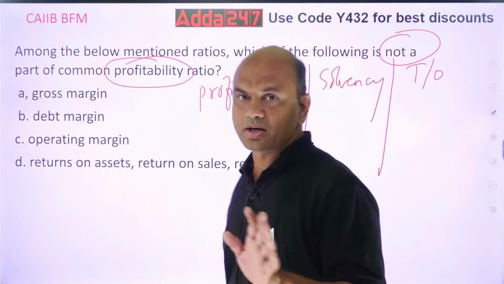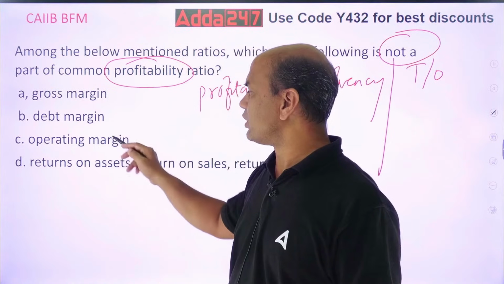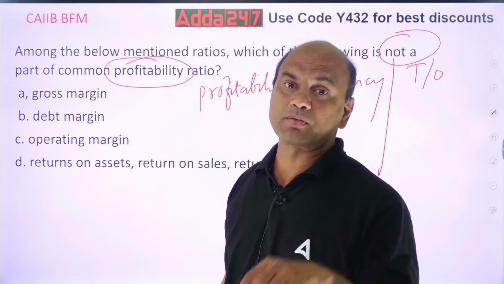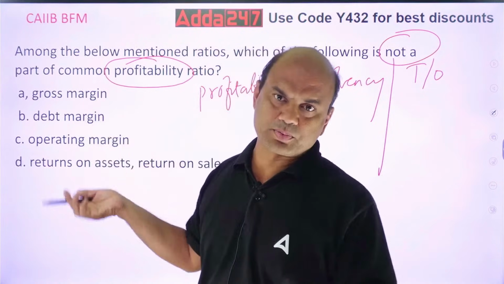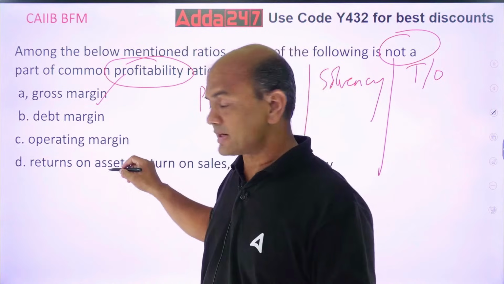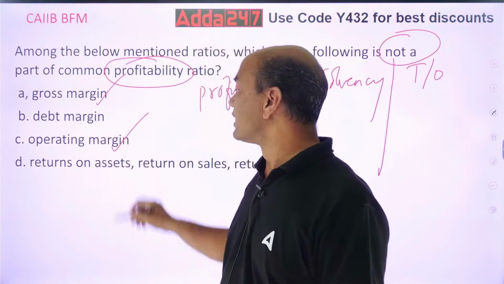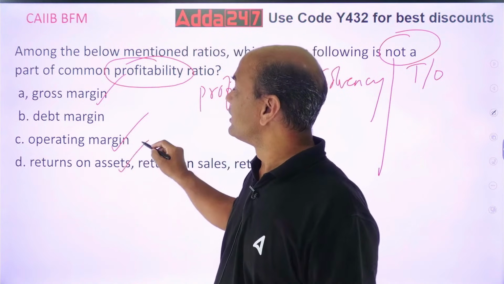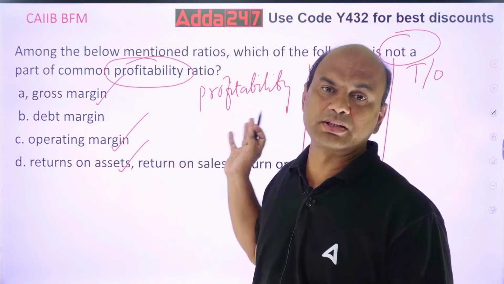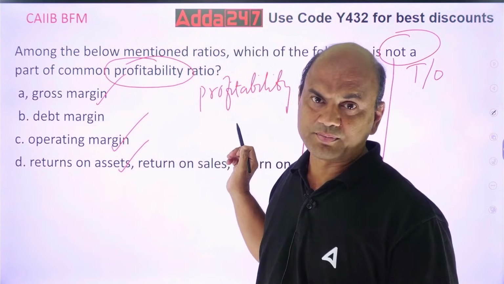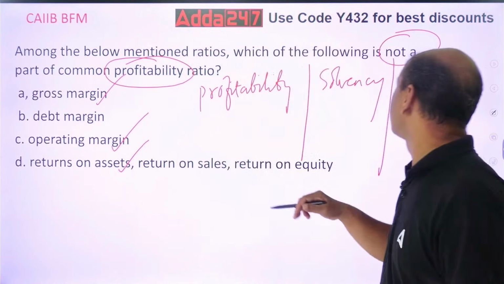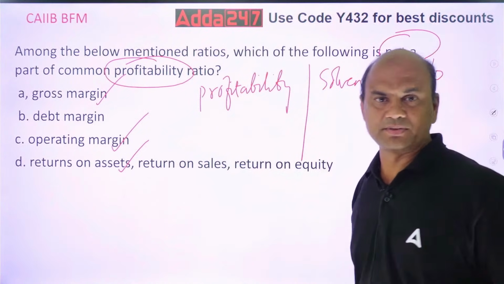The options given were: gross margin, debt margin, operating margin, return on assets, return on sales. Which of them are not part of profitability? Gross margin, gross profit ratio, is there. Operating margin, operating profit, is there. Overall profitability means operating. Return on assets, again, is there. Debt margin is different. You can relate it to the debt equity ratio, but that will be part of solvency, long-term solvency.